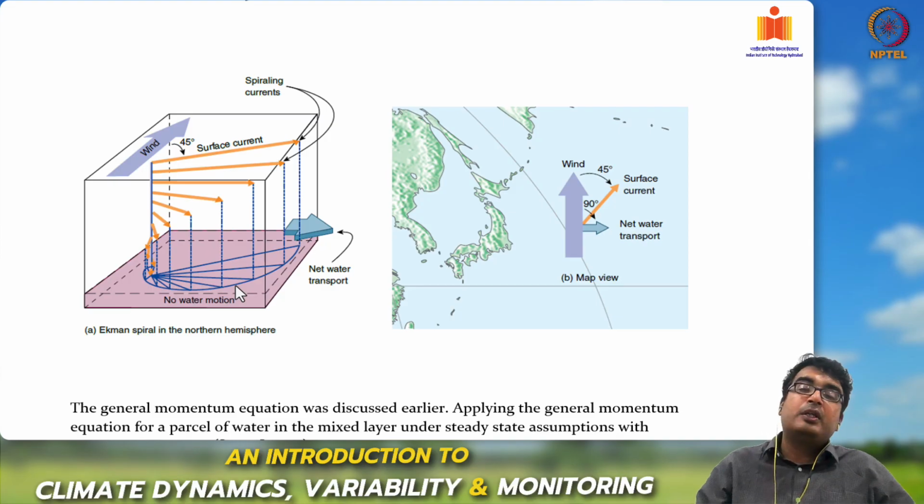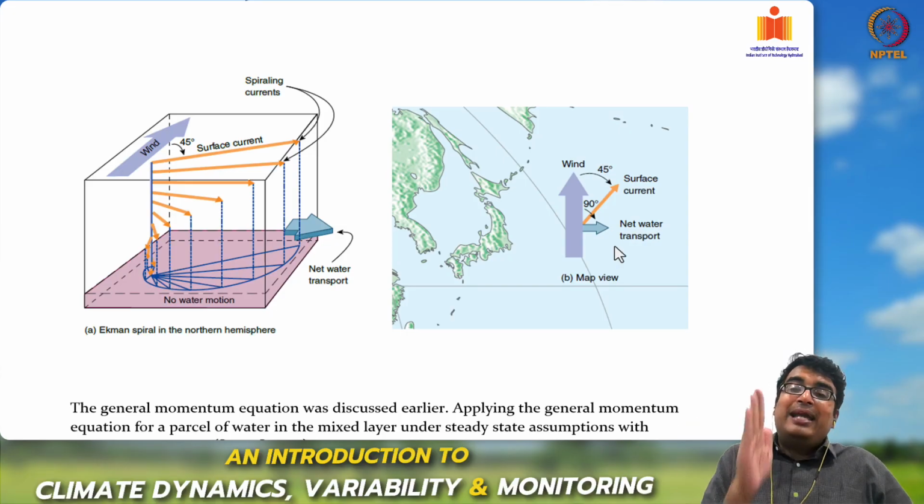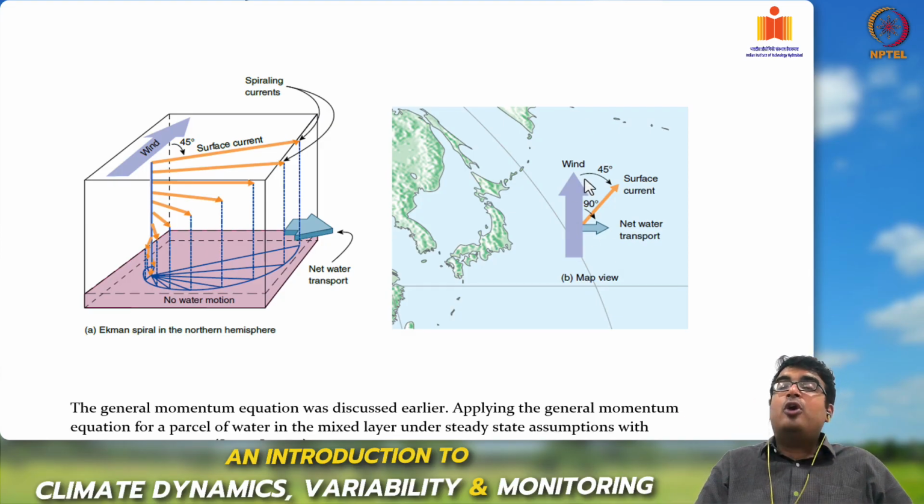Okay. And this is 90 degrees to the right in the northern hemisphere, 90 degrees to the left in the southern hemisphere. So if this south to north moving wind was in the southern hemisphere, the transport would be in this direction, in the leftward direction. Okay.